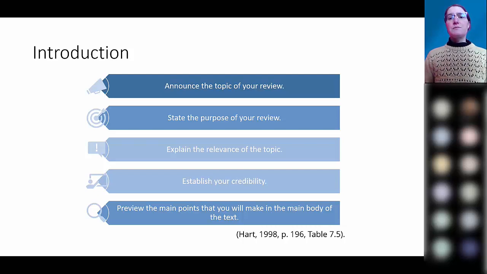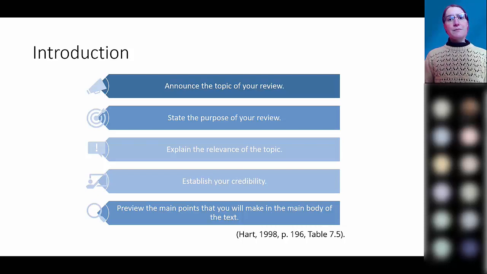So once the introduction is complete, here are 5 basic things that it will achieve. Announce the topic of your review. Do this in a way that grabs the audience's attention, hooks the reader in. State the purpose of your review. The audience should understand clearly what objectives the review will accomplish. This could also identify the gap that you're investigating through the review. Explain the relevance of the topic. The introduction will make clear the significance of the topic so that you can demonstrate why it's worth discussing.